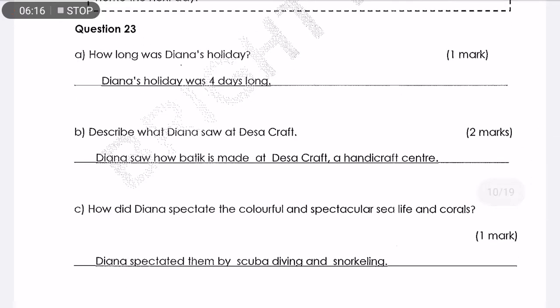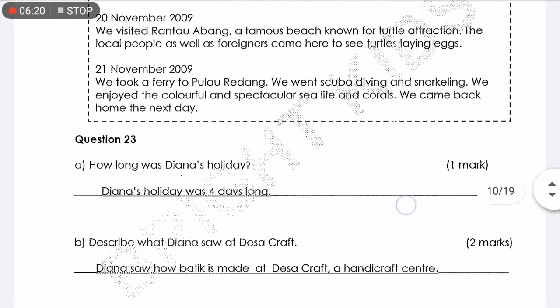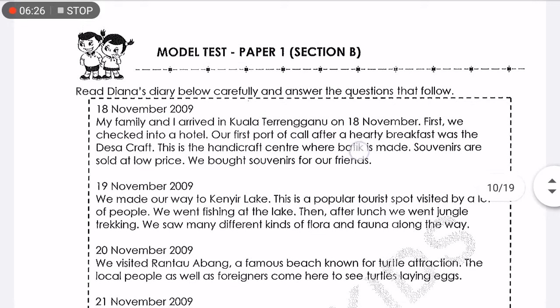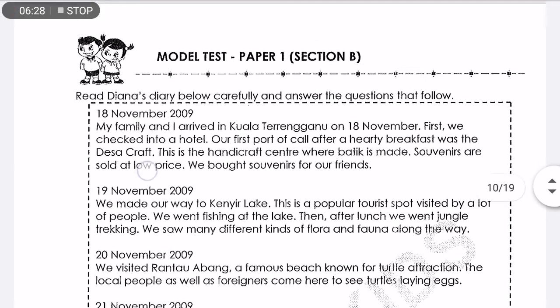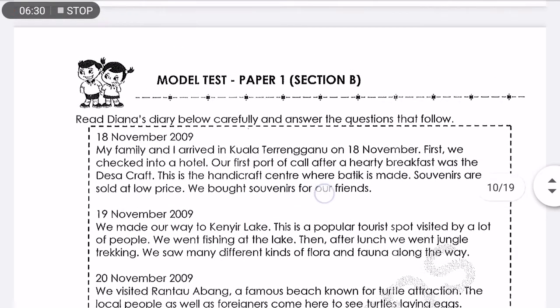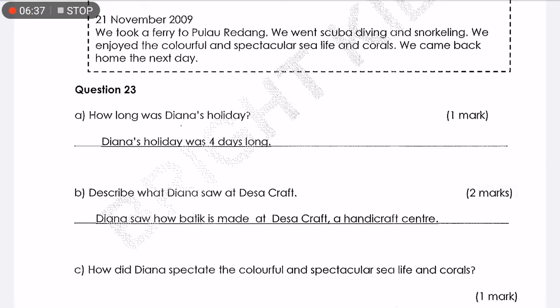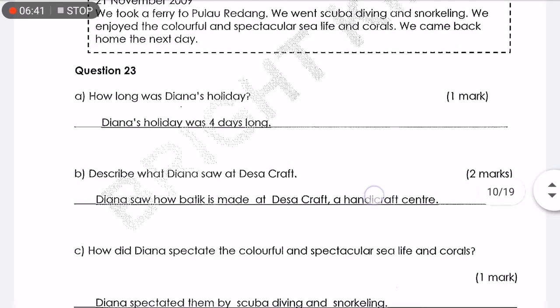Now, describe what Diana saw at the Desacraft. Alright, let's look at paragraph number 1. Okay, our first port of call after a hearty breakfast was the Desacraft. This is the handicraft center where batik is made. So she saw how batik is made at Desacraft, a handicraft center. That's how you answer question B.